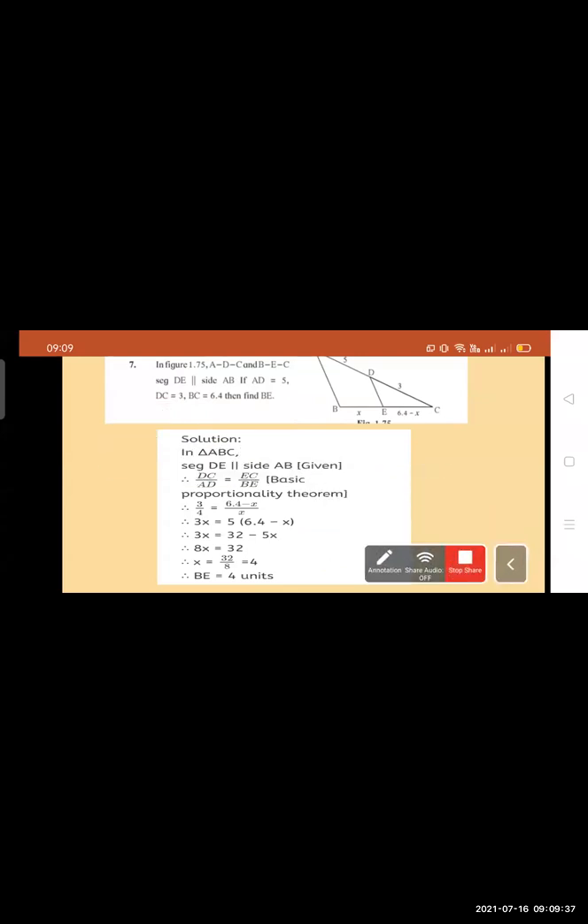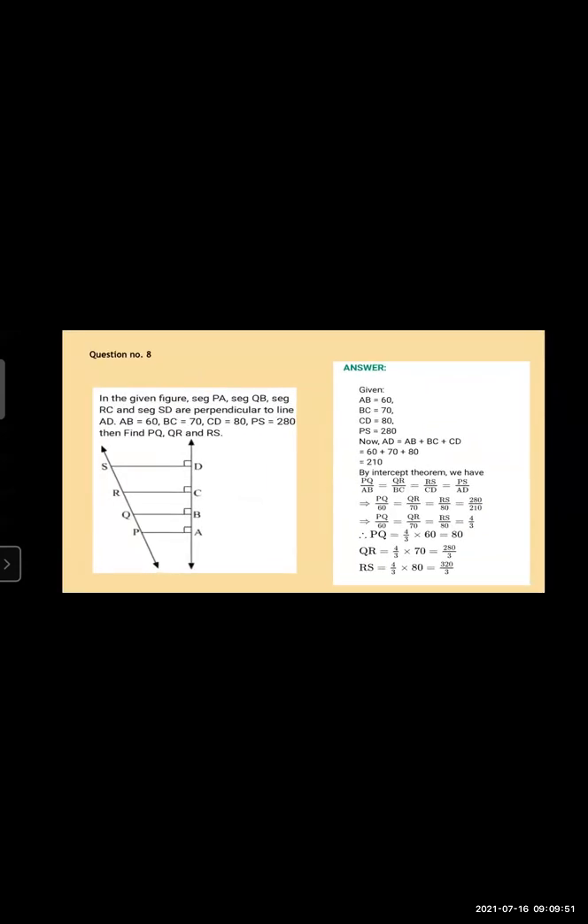Up to this, we already solved all miscellaneous questions 1 to 7, and in today's lecture we continue with the next question. Here we revise all the questions, and now we start question number 8.